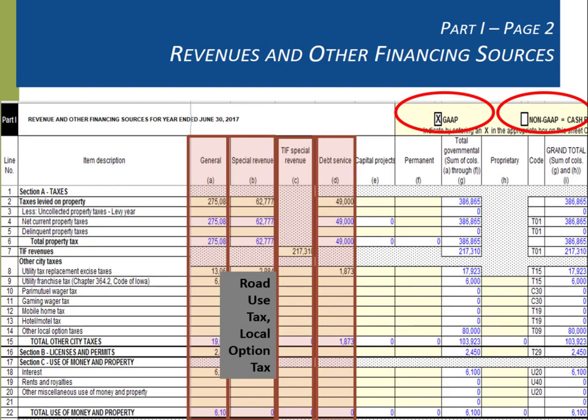Your next column is debt service. This is where you're going to be paying out your principal and interest for your general obligation bonds. And you can see in this sample report here that there are property taxes that are coming in to pay that principal and interest. So this is where you're going to put that so that it can be paid out in debt service. Your next category is capital projects.